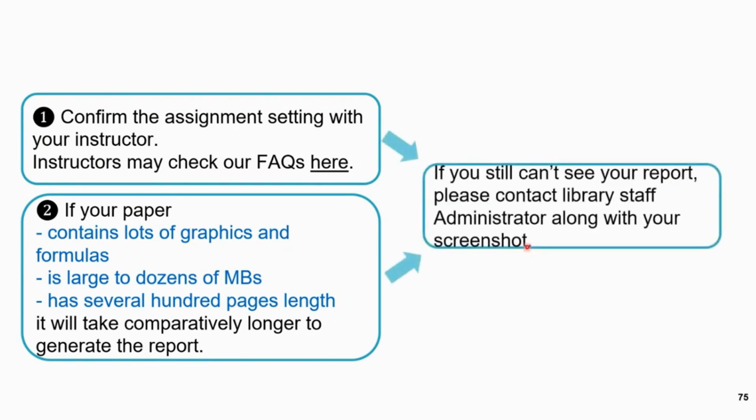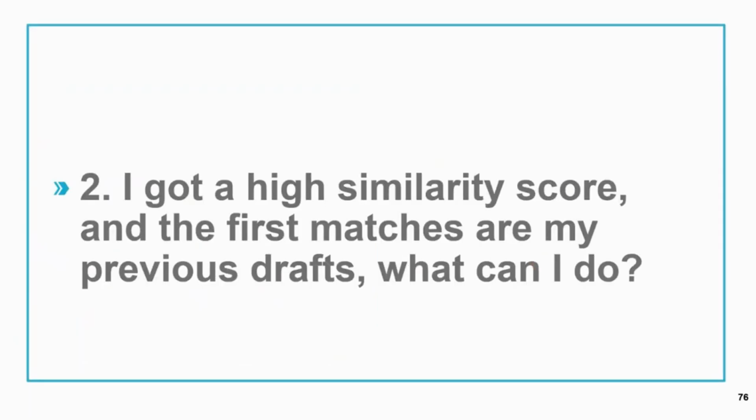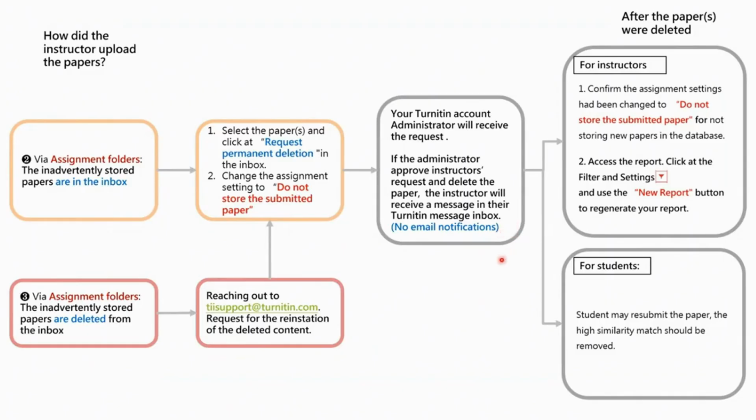Question number 2. I got a high similarity score, and the first matches are my previous draft. What can I do? Only the instructor can delete a paper from the student repository. So if you encounter this issue, please contact the instructor or contact the library, and please let them follow this instruction to delete the paper from the repository.